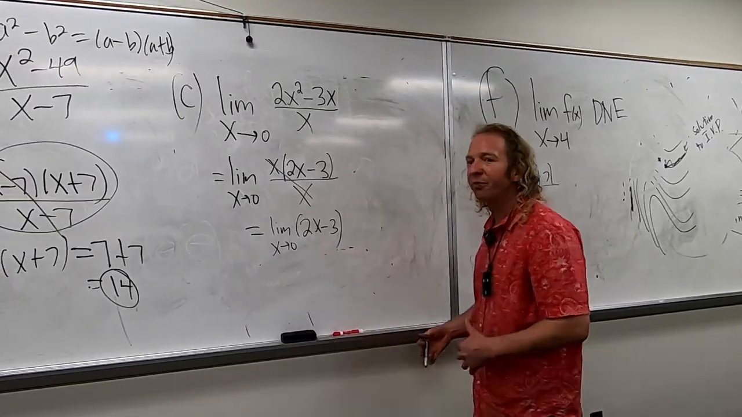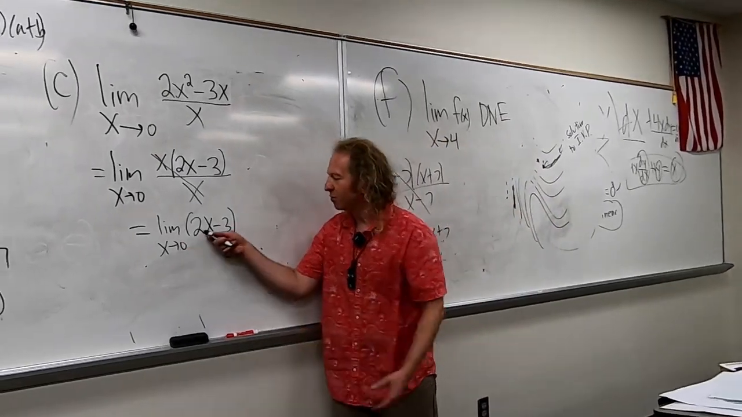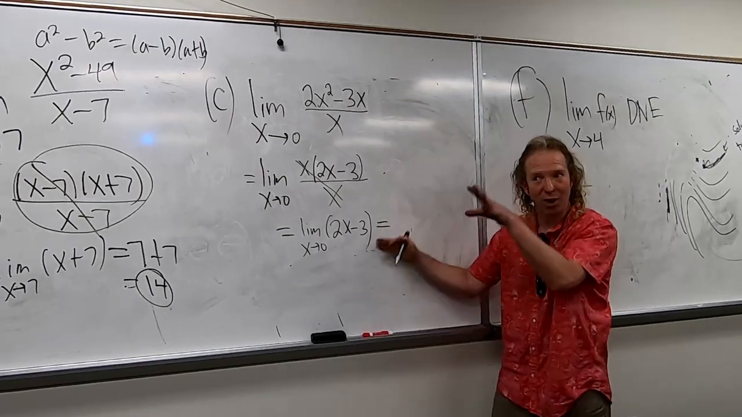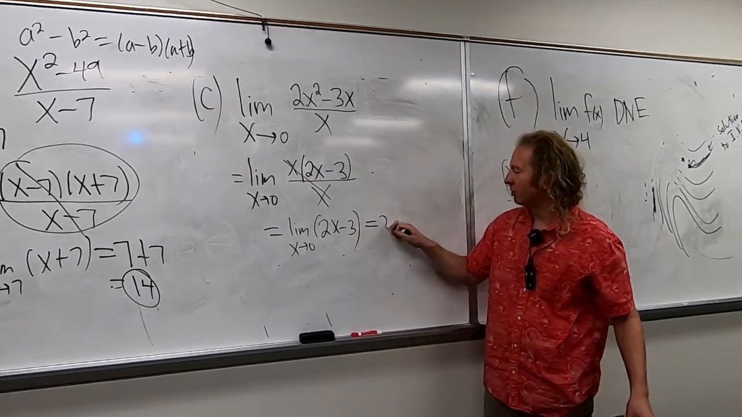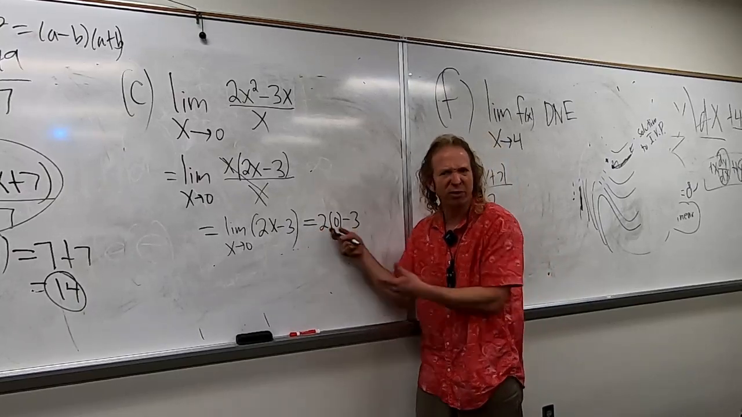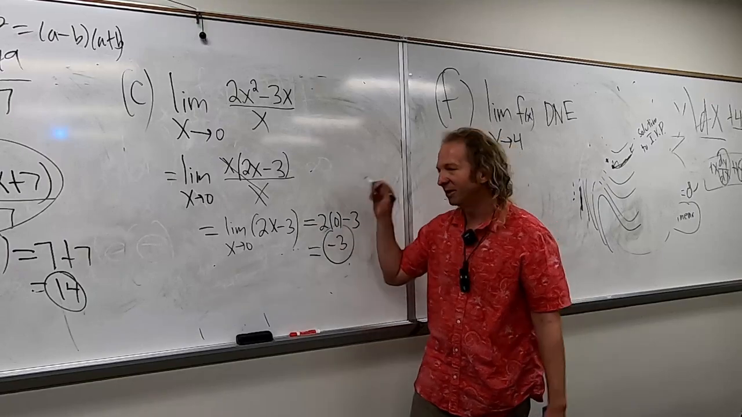So now we've reached a point where we can evaluate the limit, right? So we can replace this with this. Do we write the limit sign now? No, right? You drop it now. It's really important. So it's 2 times 0. Notice I'm showing every little step. You don't have to do that. You can just put -3, but 0 minus 3 is -3. That's it.